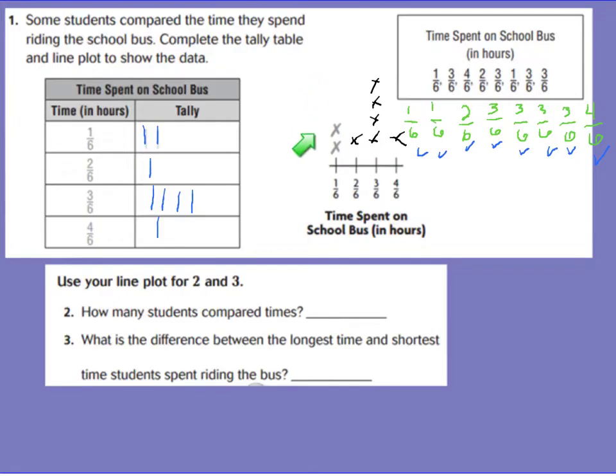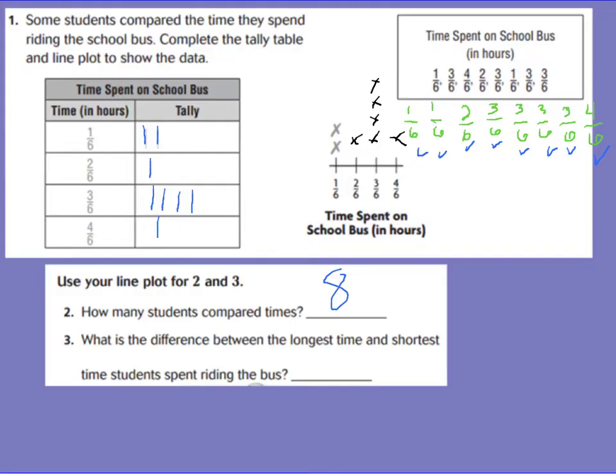Well, we just need to look at our tally chart or our line plot and our tally table, and we can just count up our X's, and that represents how many students told us their time that they spent on the school bus. So we have 1, 2, 3, 4, 5, 6, 7, 8. So that means 8 students told us their time that they spent on the school bus.